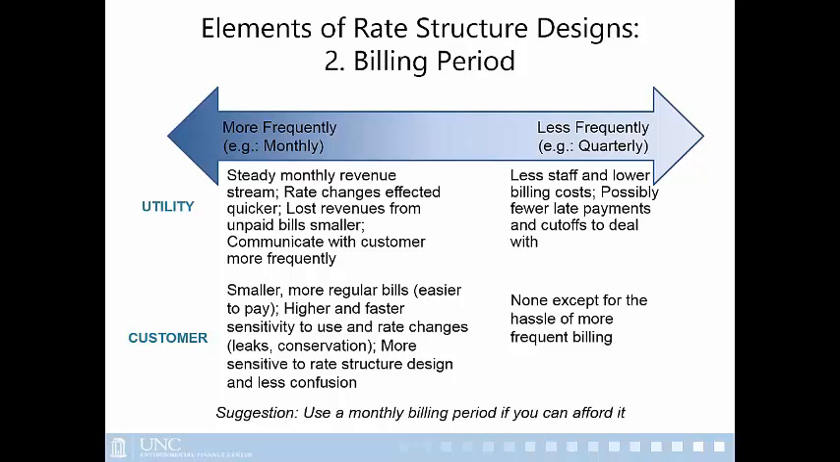The second element of rate structure design is the billing period. You can go anywhere from monthly billing to bi-monthly to quarterly. With AMI meters, you could do more. You could do weekly billing if you really wanted to. You have the option to increase the frequency. The whole point of considering the billing period as an element of rate structure design is to consider the frequency of charging customers. And there's two sides of that equation.